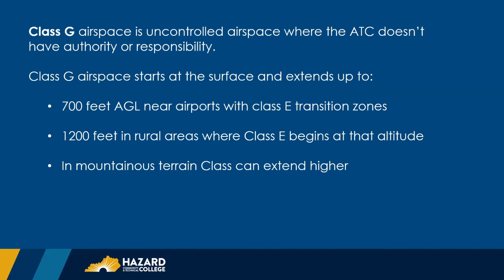Class G airspace is uncontrolled airspace where ATC doesn't have authority or responsibility. Class G airspace starts at the surface and extends up to 700 feet above ground level near airports with Class E transition zones, and 1,200 feet in rural areas where Class E begins at that altitude. In mountainous terrain, Class G can extend higher.